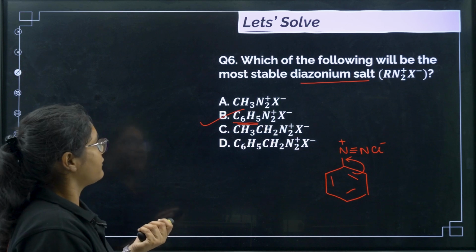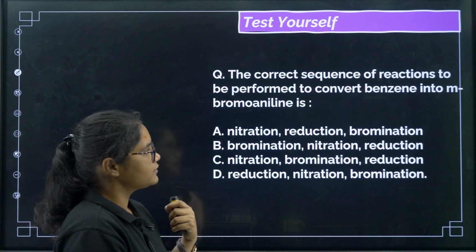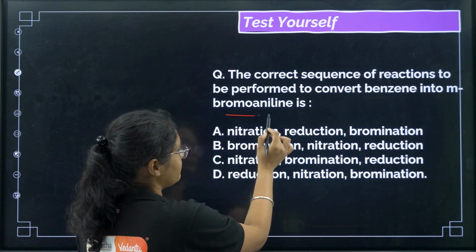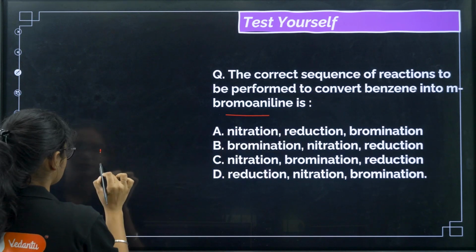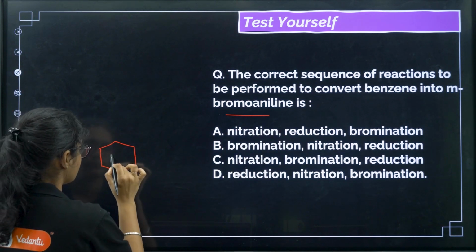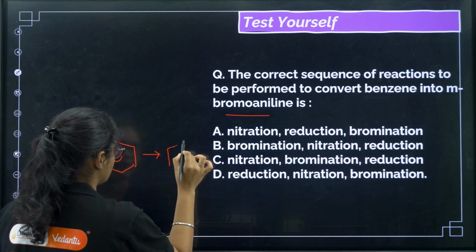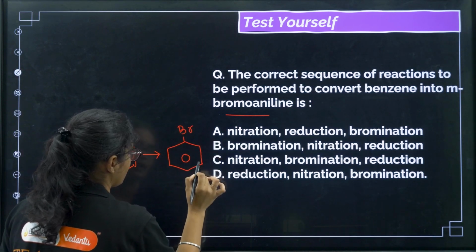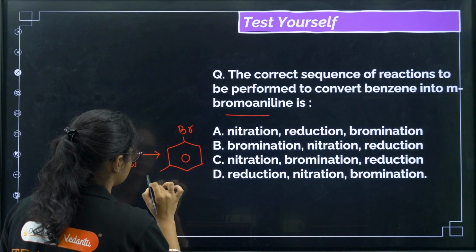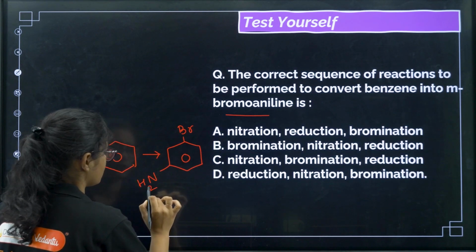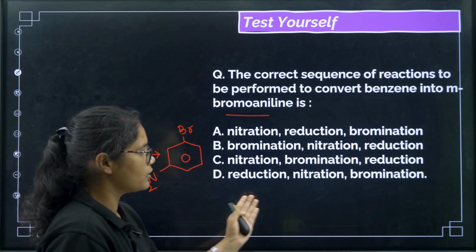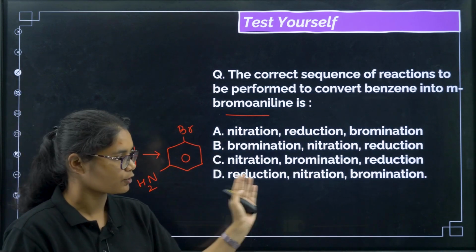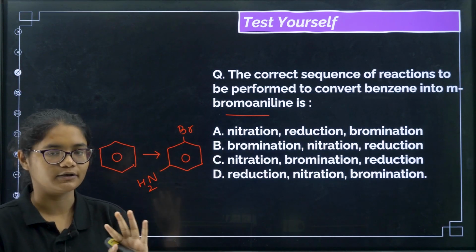Okay, fine. So this is a homework question now. What is the correct sequence of reactions to be performed to convert benzene into meta-bromoaniline? That means we have bromine and you have NH2 in the meta position. So what can be the correct order, the correct process to make this conversion, that you have to think.